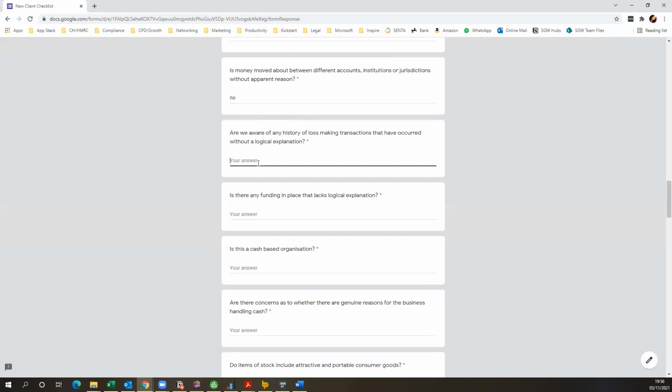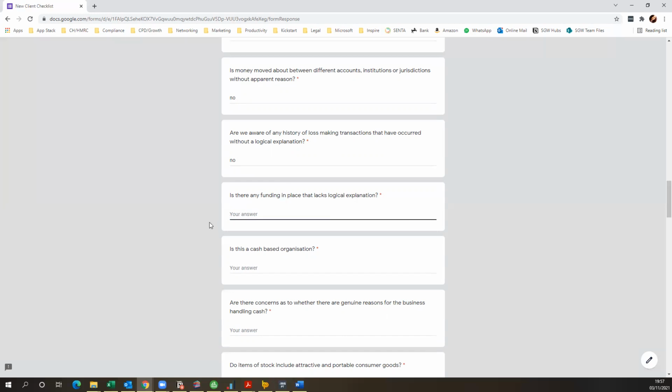Are we aware of any history of loss-making transactions that have occurred without a logical explanation? So, for example, if you had a client buy a van for £20,000 and then sell it 3 months later for £5,000, you might ask a few questions of that. Again, not necessarily something that you would be aware of at this point, but if there has been anything that has suggested anything to look into, then pop it in there.